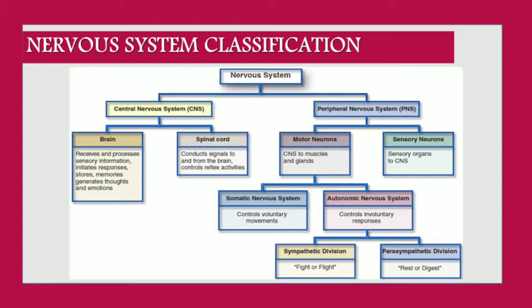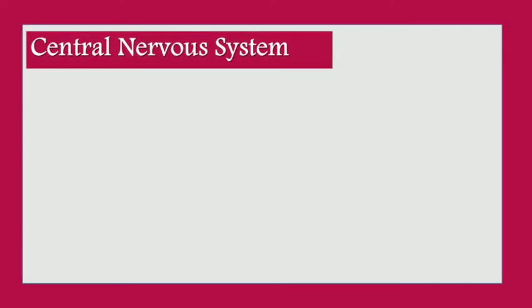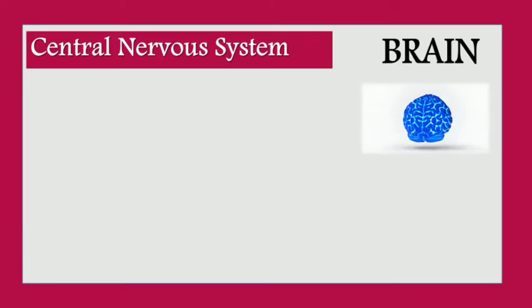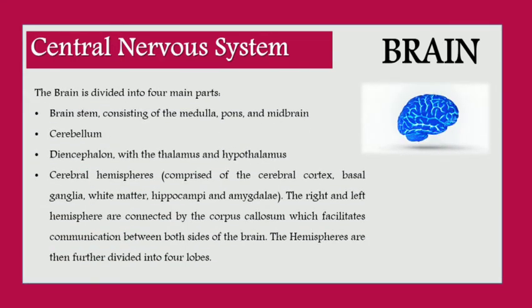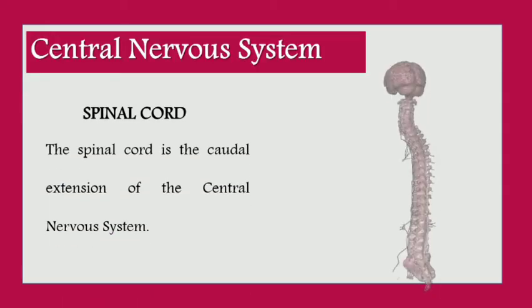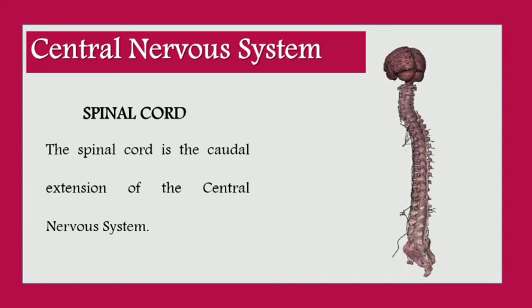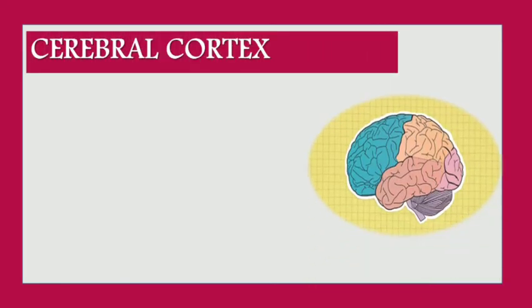Let's see in detail. First, let's see about central nervous system, which is further classified as brain and spinal cord. First, in brain, the brain is divided into four main parts: brainstem, cerebellum, diencephalon, and cerebral hemispheres. The spinal cord is the caudal extension of the central nervous system, that is, it is the continuation of medulla oblongata. Next, let's see about the cerebral cortex.